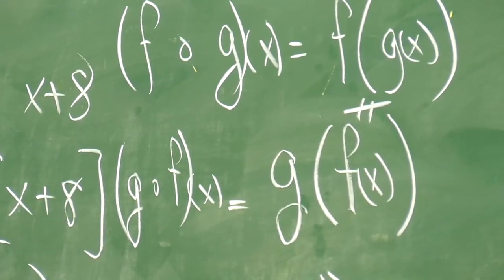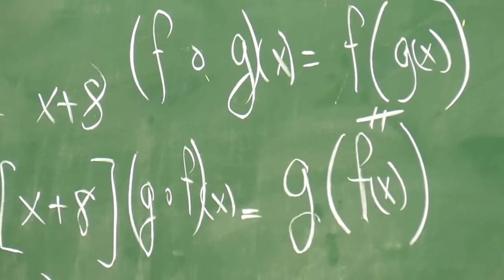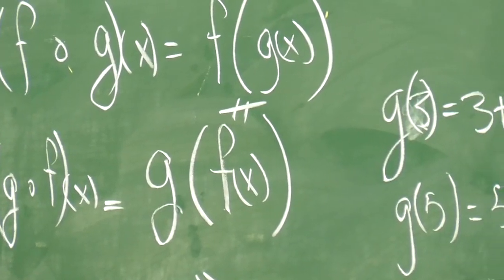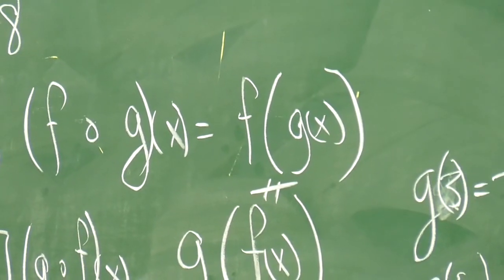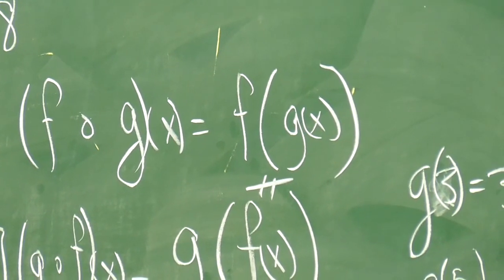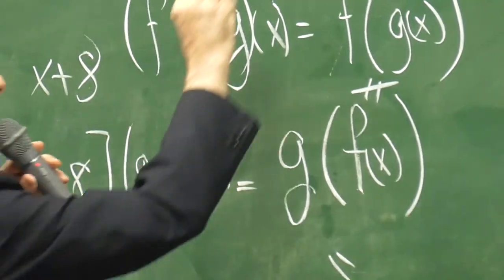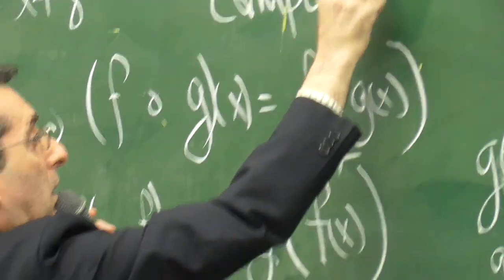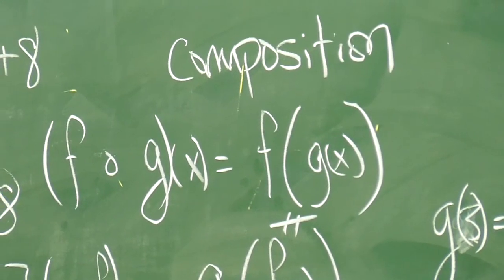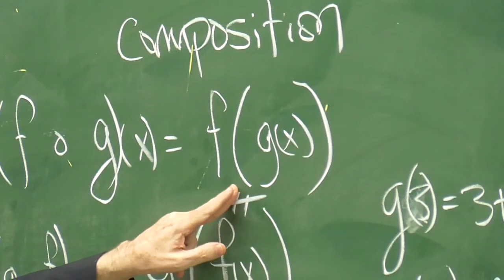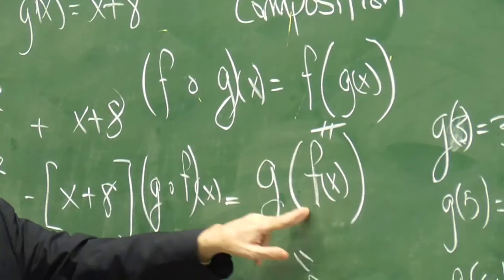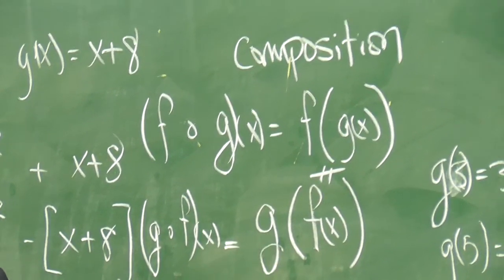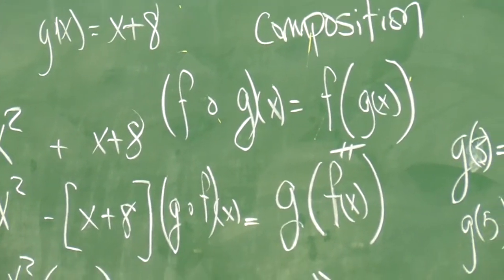Okay? Right? So this is an operation also, and this operation is not called addition, and it's not called subtraction, it's not called multiplication, and it's not called division, so we need another name for it. It's called composition. Okay? So composition means doing this. This one means doing this. Okay? It's another operation.